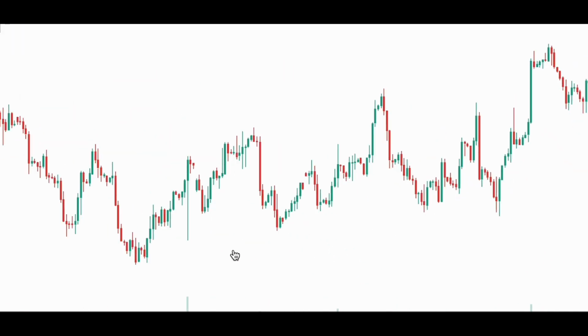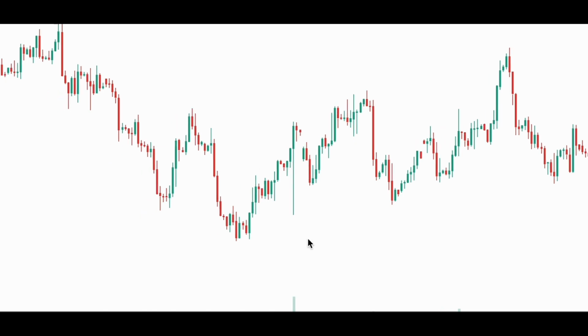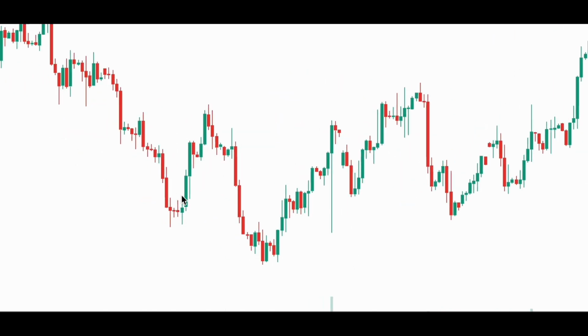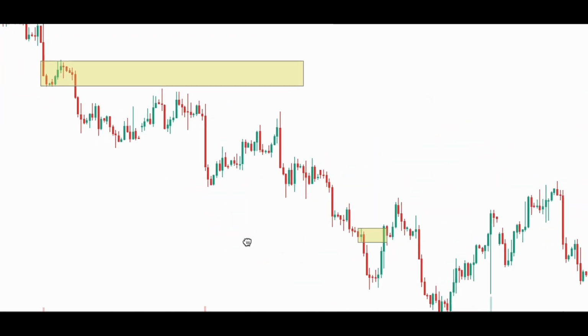Alright, then how about the demand zone? The demand zone also the same. So when we have what we call the, this is one of a drop base drop. You see the candles here, drop base drop. But this zone is not powerful, right? This zone is not powerful.